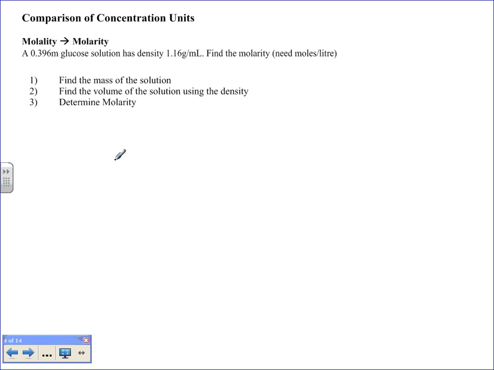In this example, molality going to molarity, we've got a 0.396 molal glucose solution with a density of 1.16 grams per milliliter. And we want to find the molarity. So we want the moles per liter of solution. It's a three-step process. The first thing that we need to do is actually figure out what the mass of the solution is. Okay, so the mass of the solution, it has two parts.